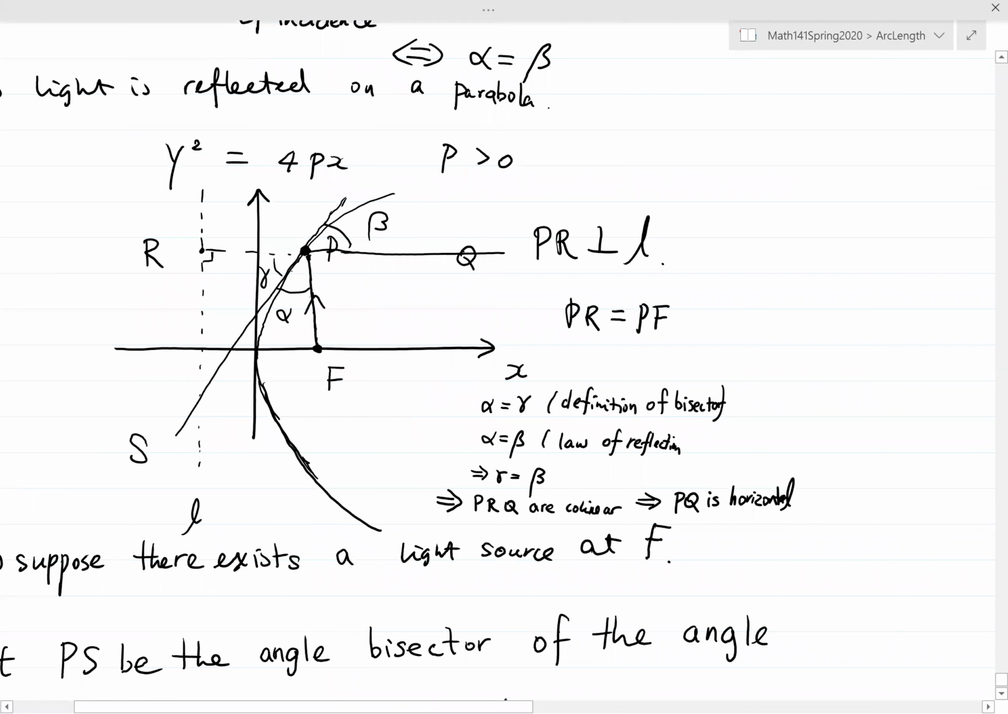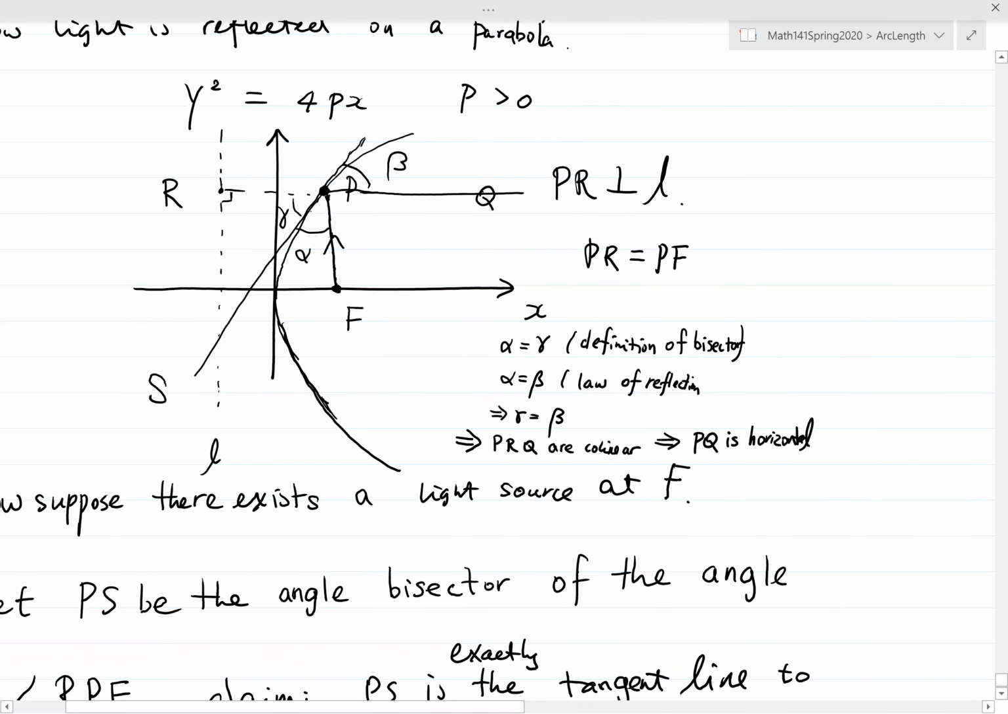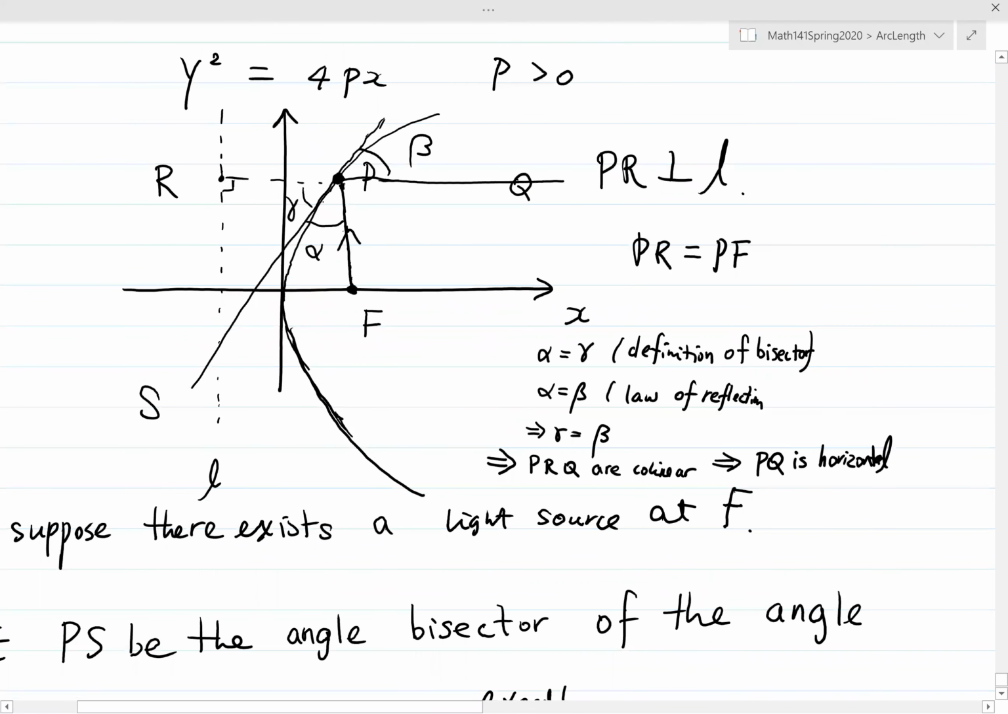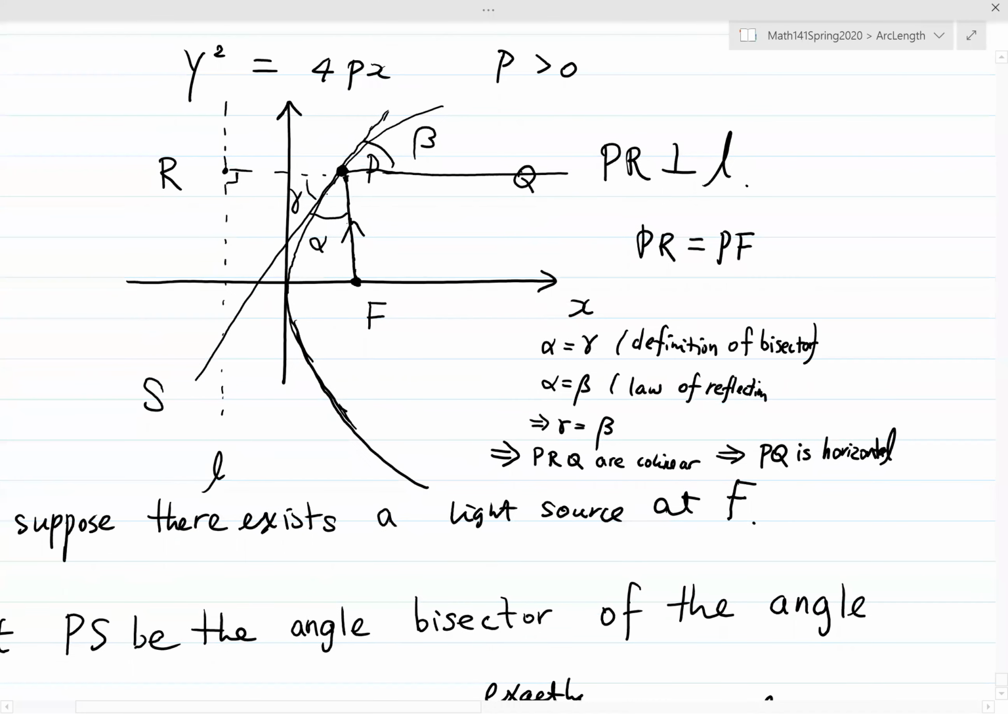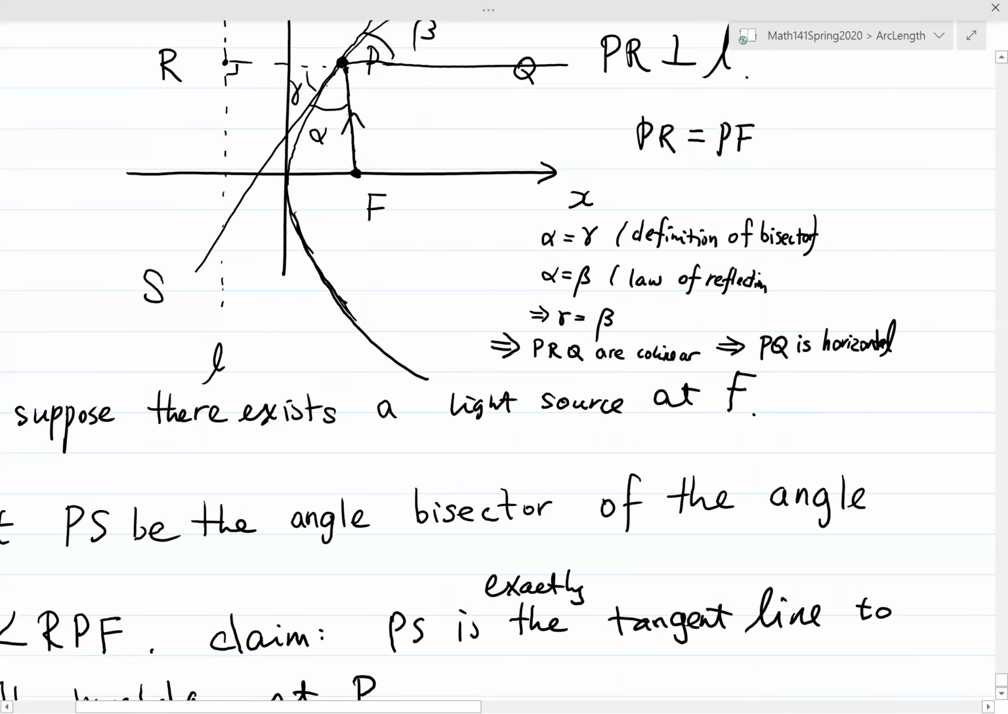Now let me explain why this bisector is actually the tangent line. Any question about this idea? Alpha equals gamma, alpha equals beta, so gamma equals beta. And then this implies PQR are collinear. This implies PQ is horizontal. Any questions?